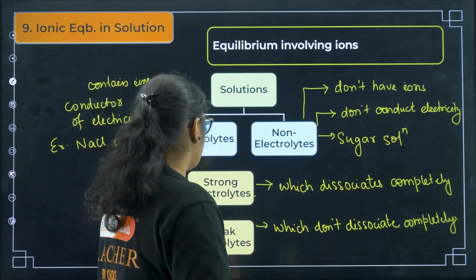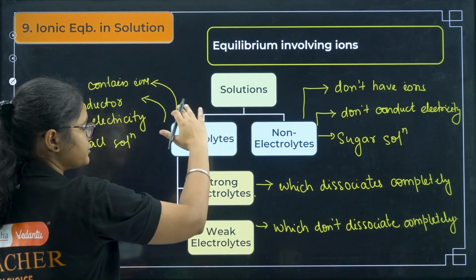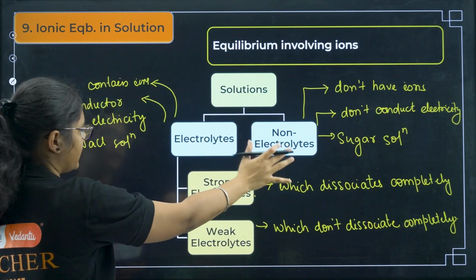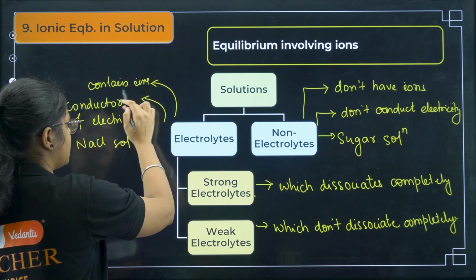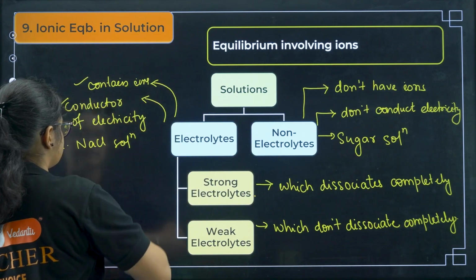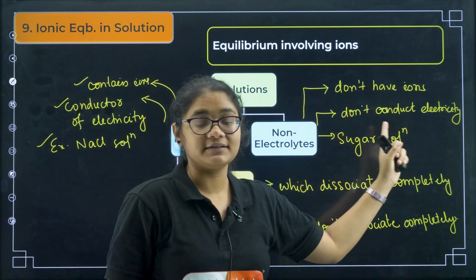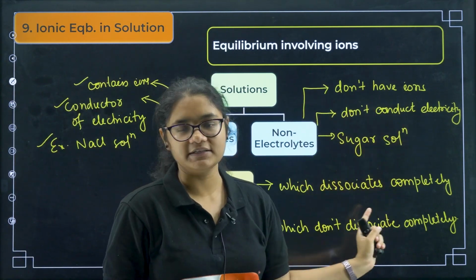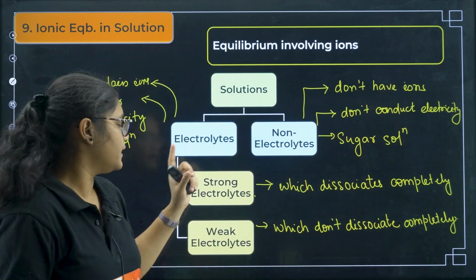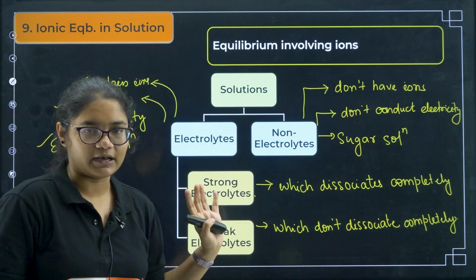Clear? So now you understand solutions can be of two types, electrolytes and non-electrolytes. Electrolytes are those which contain ions and conduct electricity, for example NaCl solution. Non-electrolytes are those which do not have ions and do not conduct electricity, for example sugar solution. Then under electrolytes we have strong electrolytes and weak electrolytes.